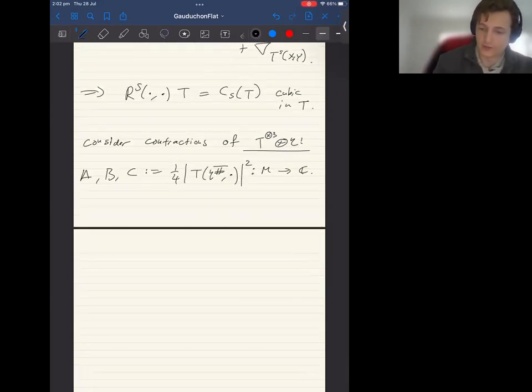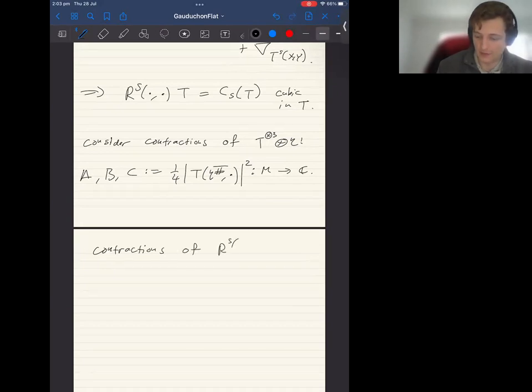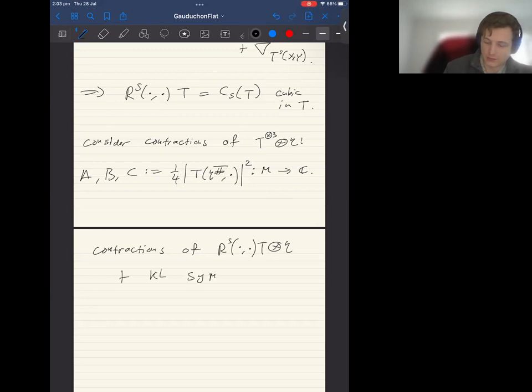So we consider these contractions of this, right? Why do we care about that? Well, contractions. So we take the contractions of, say, this curvature tensor, and we use the Kähler-like symmetries. Well, this actually gives us a linear system for A, B, C, and one other function, which is this first order function here.